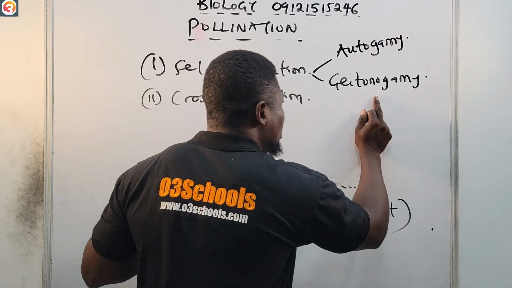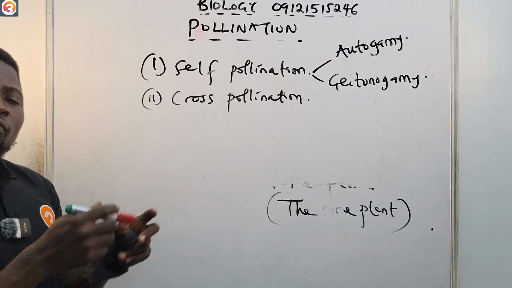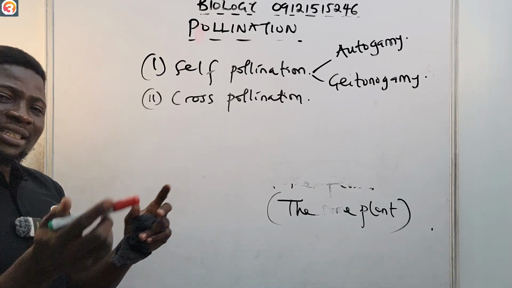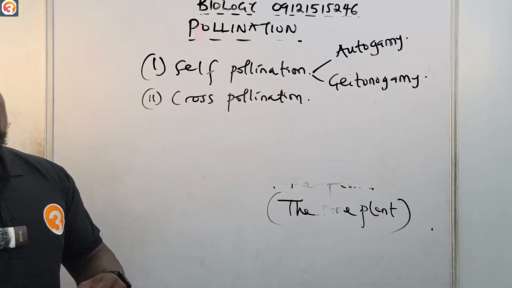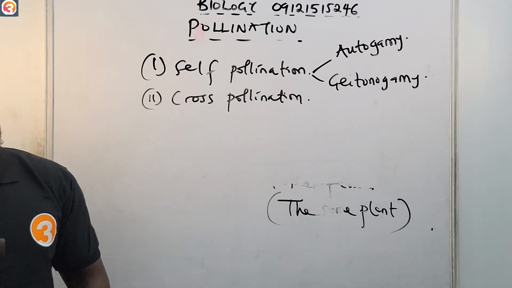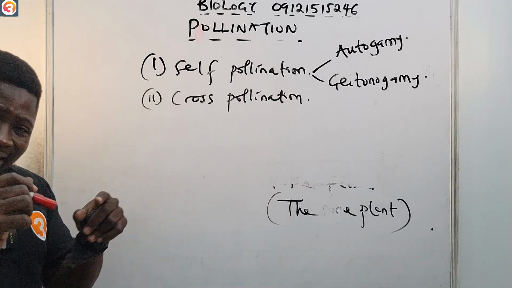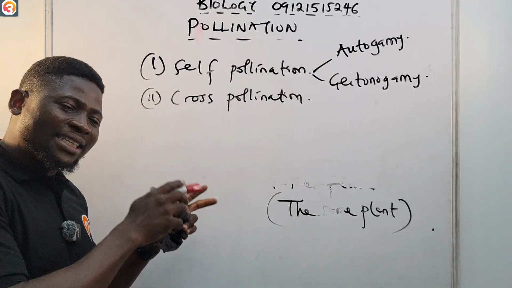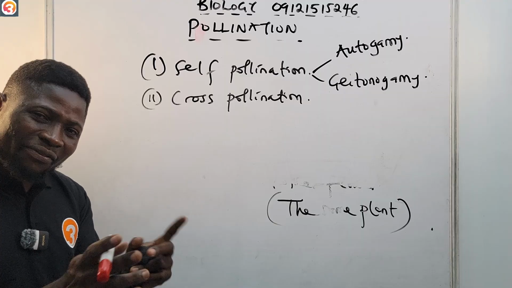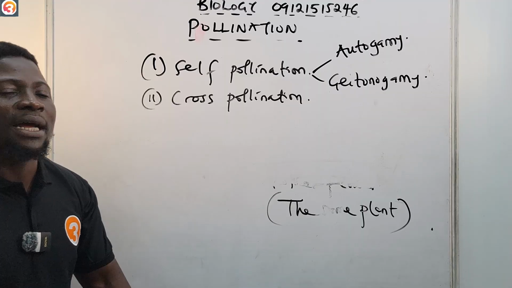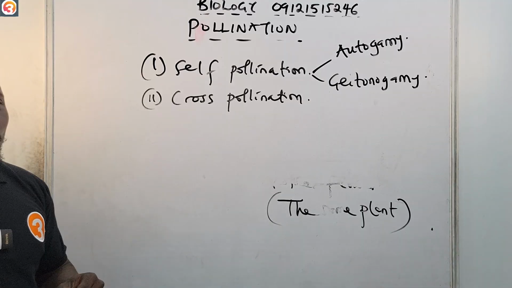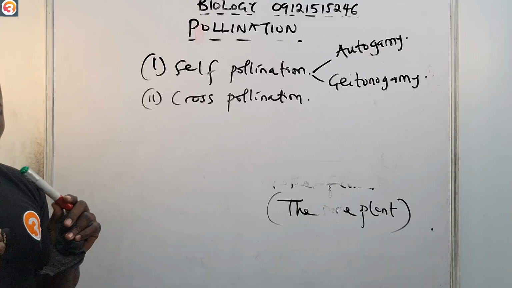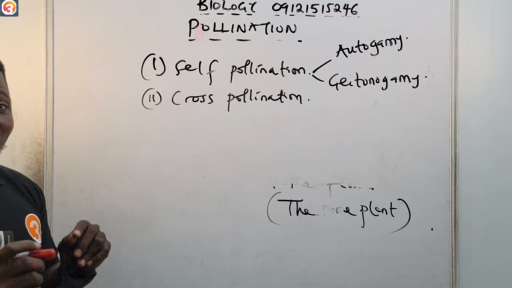But for geitonogamy, it is the transfer of pollen from an anther to the stigma of another flower, but on the same plant. You understand? The same plant, but the transfer from anther to stigma is on different flowers that are on the same plant. That is geitonogamy. So understand that very, very well.